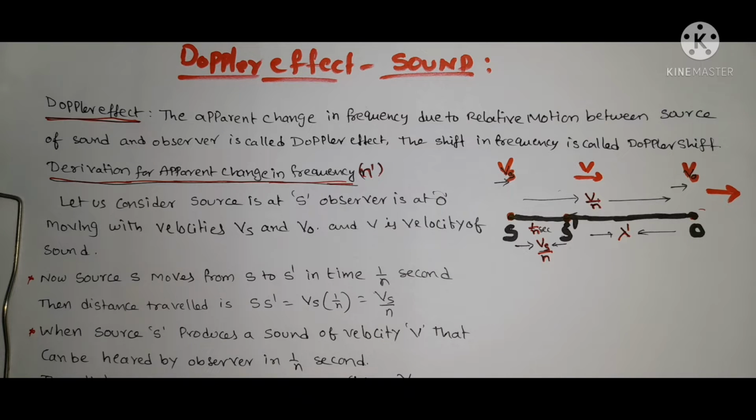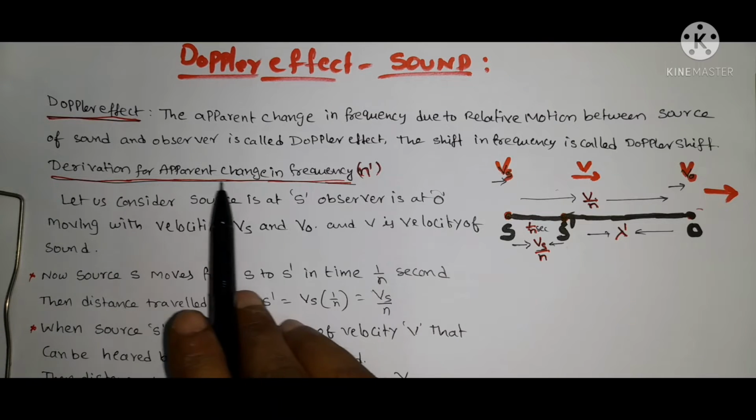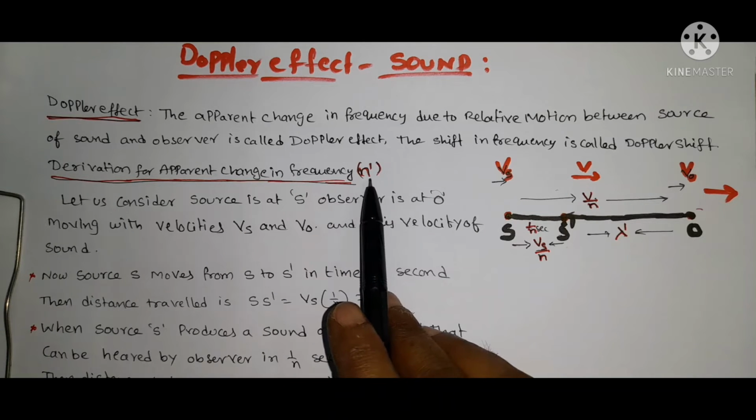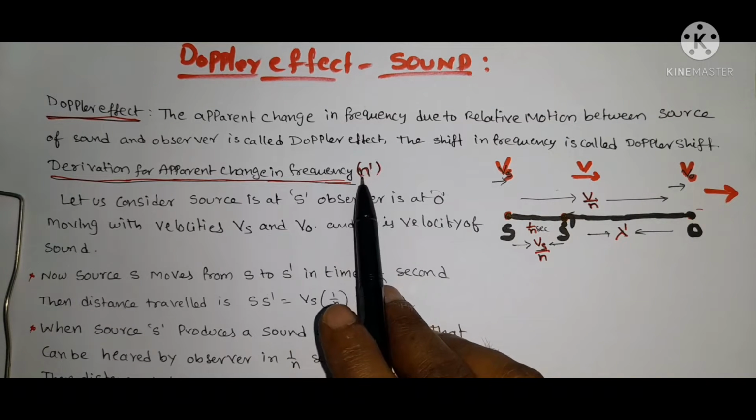better to derive the apparent frequency. This is an easy method, it is the oldest method. Very easy to hear, easy to observe, so easy to understand. So first of all, the derivation for the apparent change in the frequency. Let us say the apparent frequency is represented with the symbol n dash. n is the frequency, n dash is the apparent change in frequency.